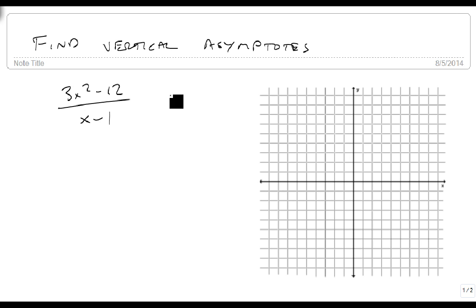And here, remember we found that the domain was everything but -1? It turns out that we do the same thing. We take the x minus 1, set it equal to 0. X equals 1 means I'm going to get a vertical line, and I put it in as a dashed line over the top of that line, and this is my vertical asymptote. So that's how I find it.